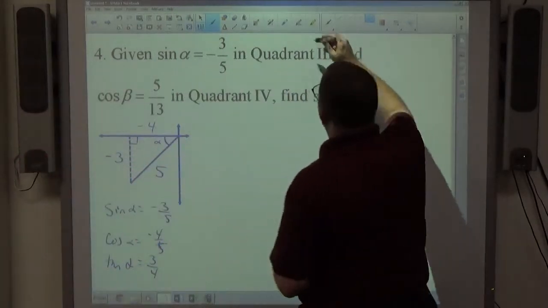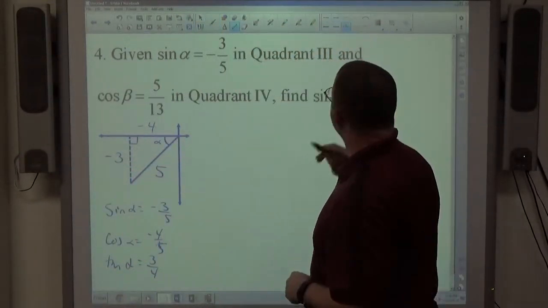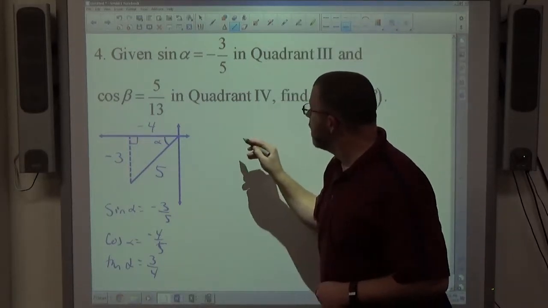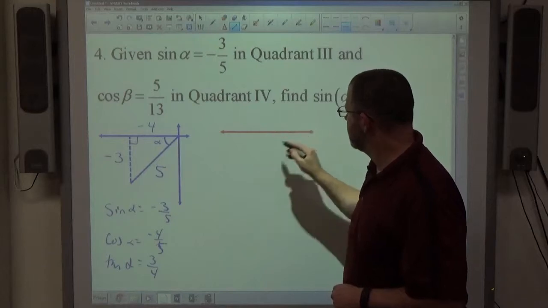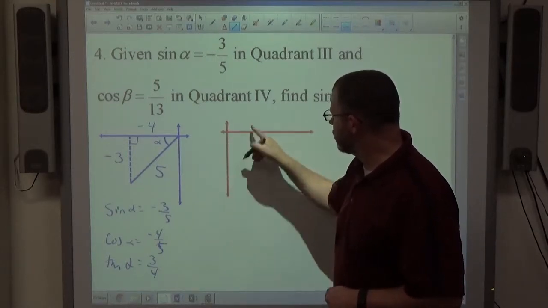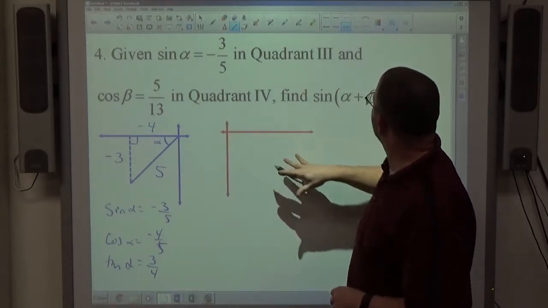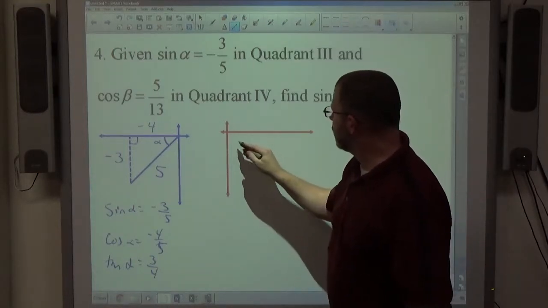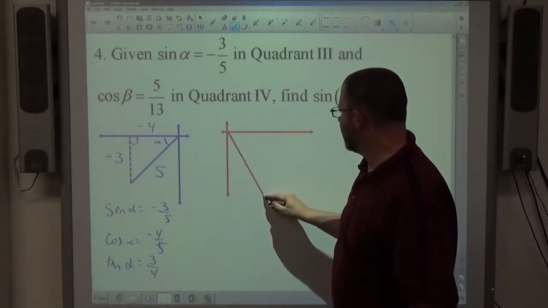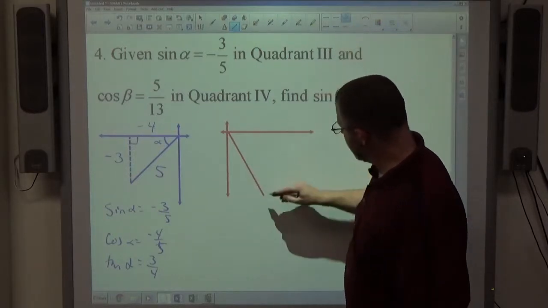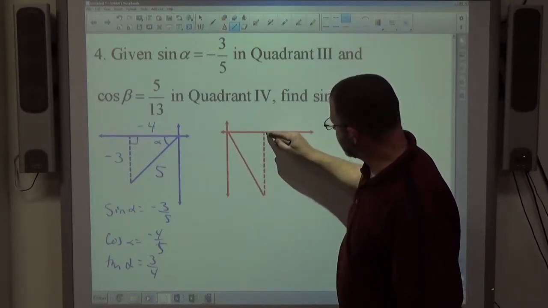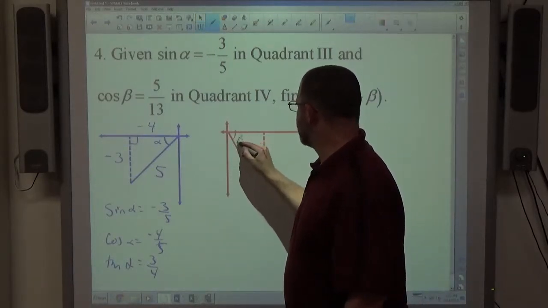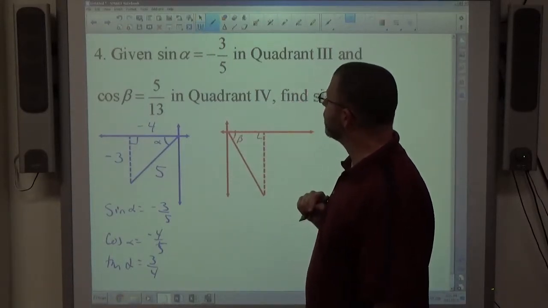Similarly, I want to draw quadrant 4 for beta. So if I'm drawing quadrant 4, I'm going to go like this. There's quadrant 1, 2, 3, 4. So the most prominent one there is, of course, quadrant 4. And cosine is 5/13. So it looks about like this. And then if I were to draw a vertical line to the x-axis like so, and beta is going to be right here, and this is the right angle.